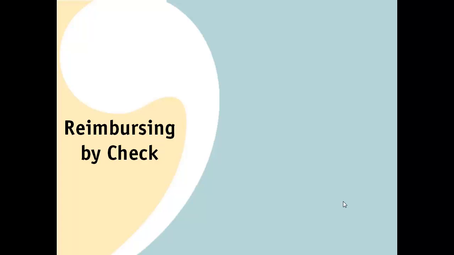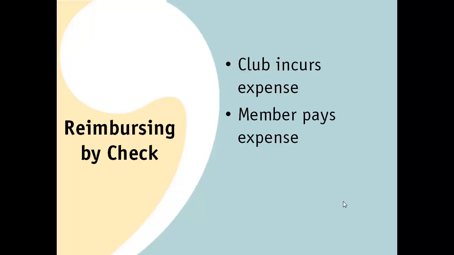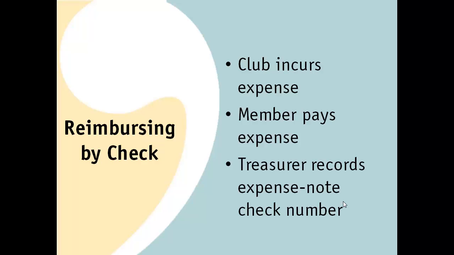It works this way. First, your club incurs an expense and a member pays it, perhaps with his personal credit card. Your treasurer writes a check to the member to reimburse him, but it isn't entered as a check. It's entered as an expense using the expense form. You just make a note of the check number in the remarks field.